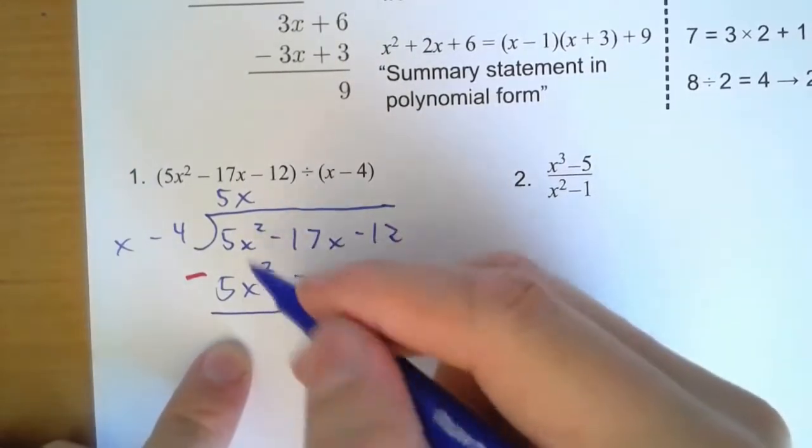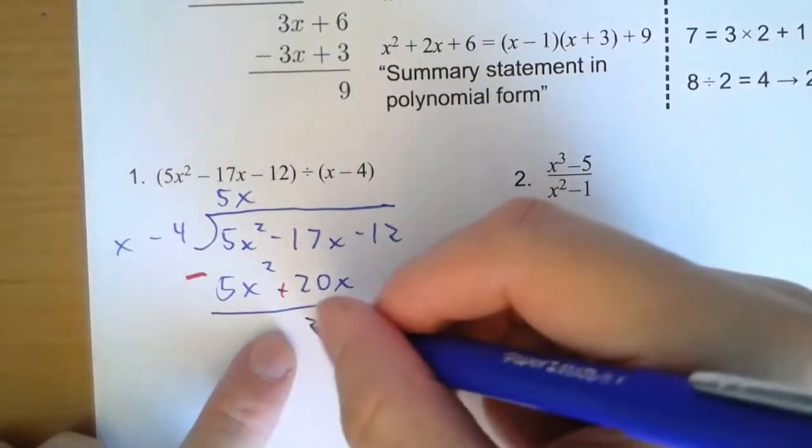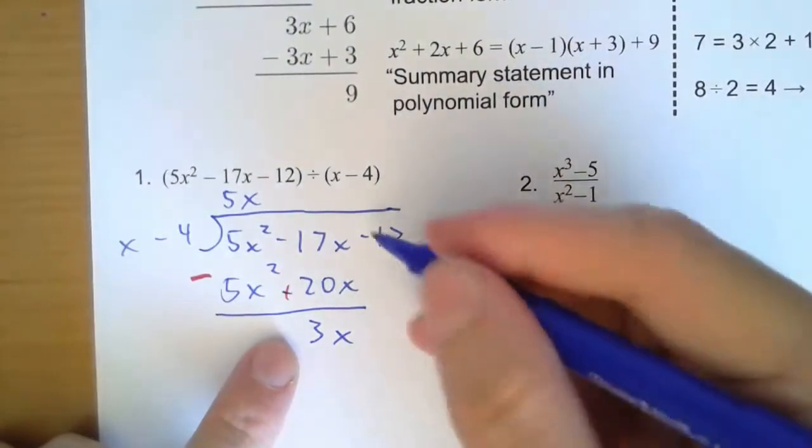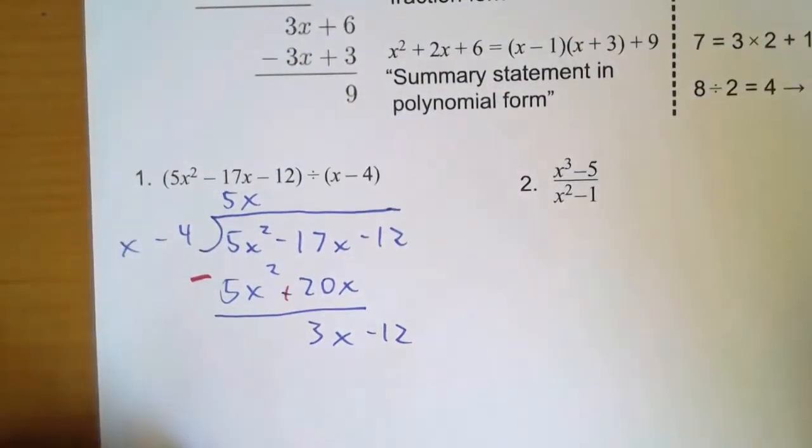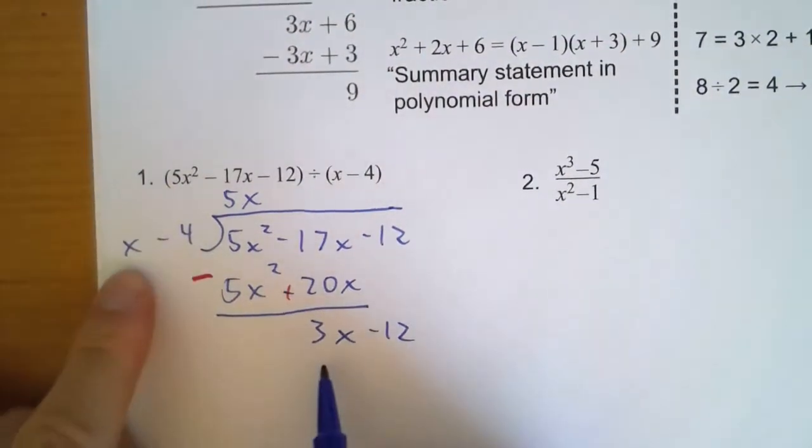Those cancel out. The first part should always cancel out. And then I get 3x here. And then I carry down the minus 12. And I do the whole process all over again. Just look at the first terms.